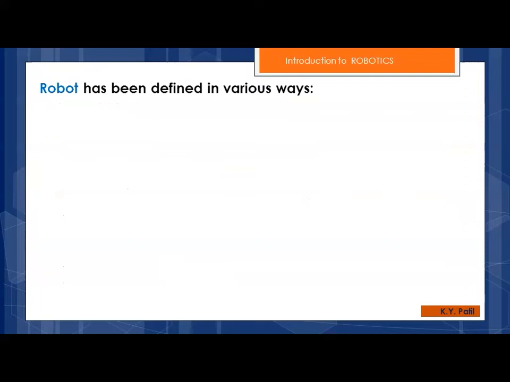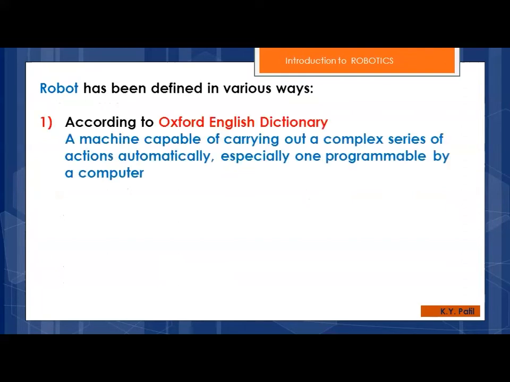Now if we see the literature, the term robot has been defined in a number of ways. For example, according to the Oxford English Dictionary, a robot is a machine capable of carrying out a complex series of actions automatically, especially one programmable by a computer. So this is nothing but an automatic machine.